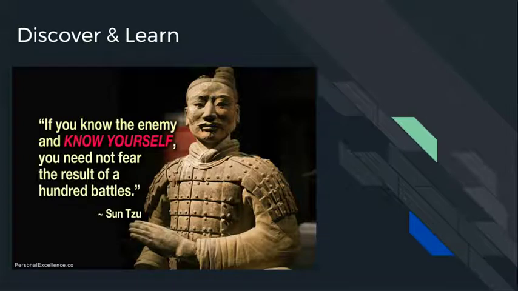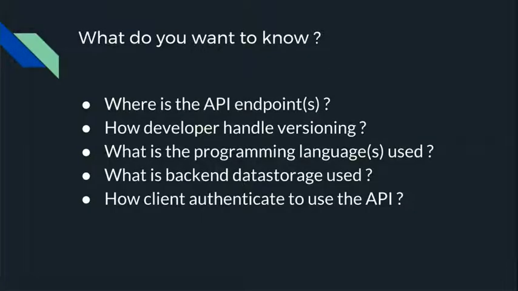But what information do you need to know? First, what do you want to know? What information can be helpful? First thing you need to know is where the API endpoint is, how the client connects to the API, where the backend server domain or subdomains are, and you need to know how developers handle versioning. Do you remember when we talked about versioning? You need to know how developers handle it, if it is explicit in the URL or defined in headers or something else.